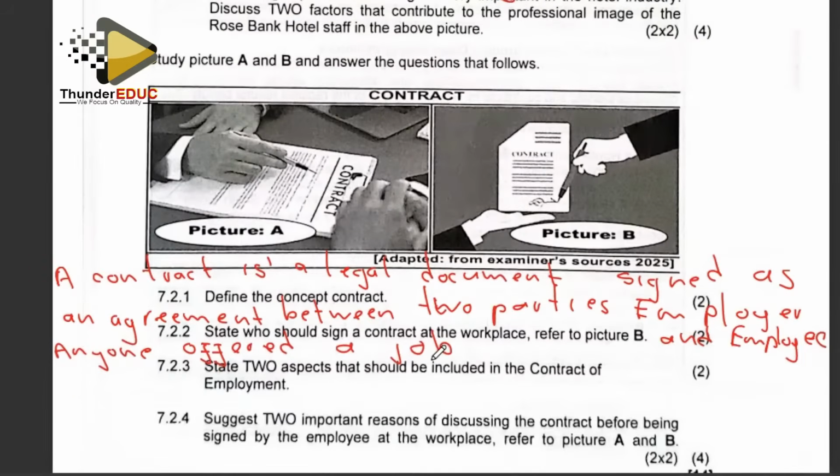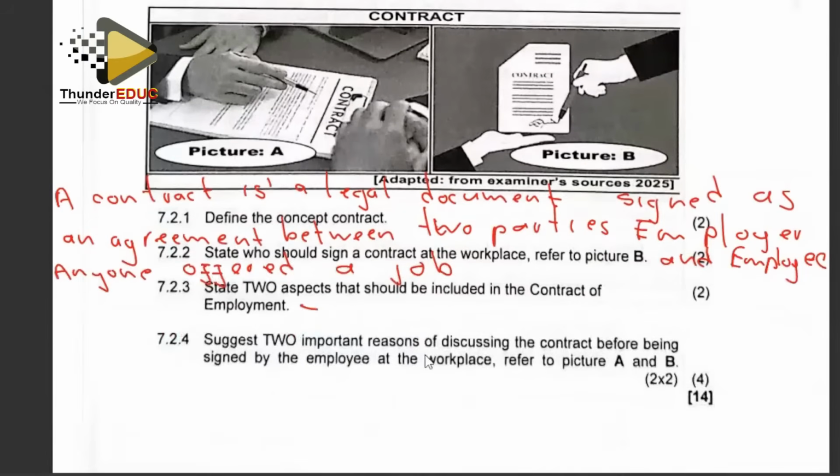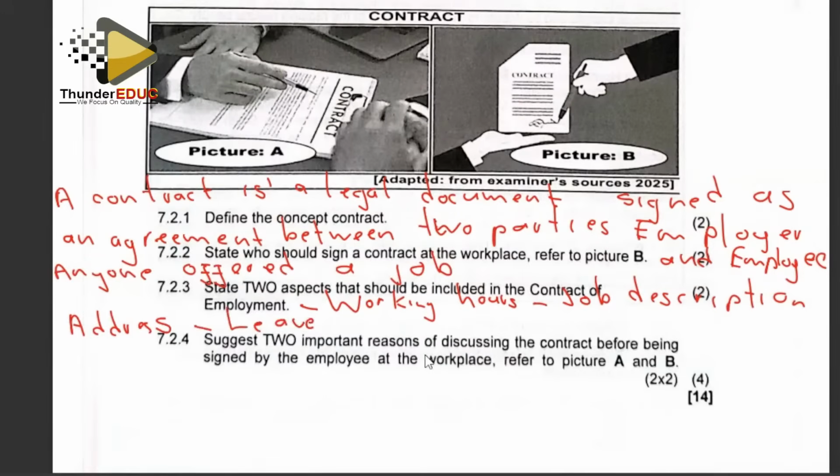Then state two aspects that should be included in the contract of employment. So basically two aspects: working hours, job description, address of employee and employer, leave policy, fringe benefits, in addition to that, travel benefits. All right, so these are all aspects which should be included in the contract of employment.